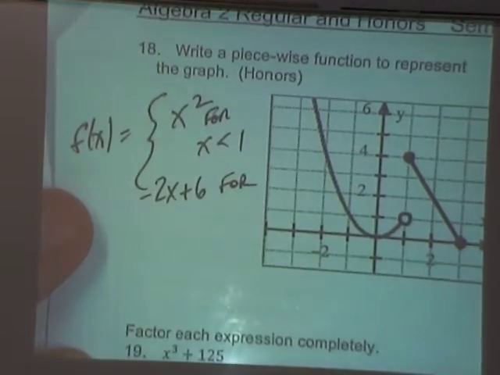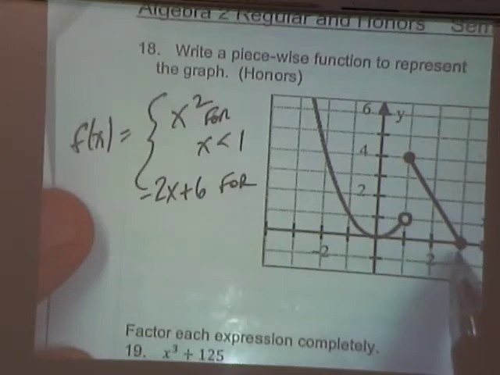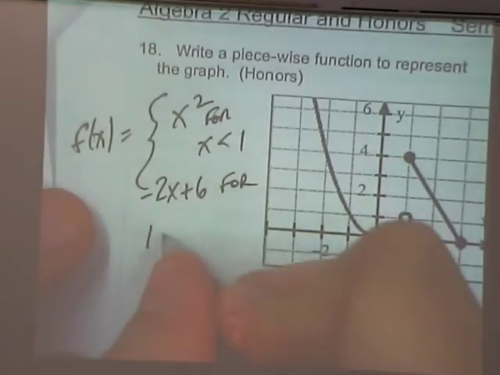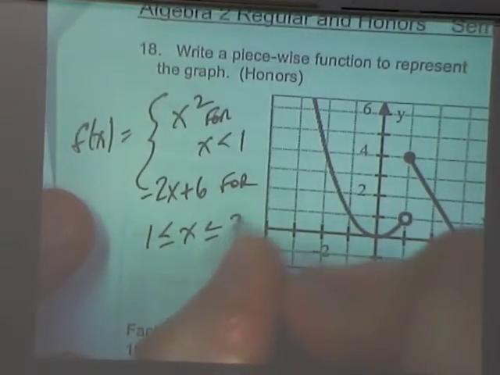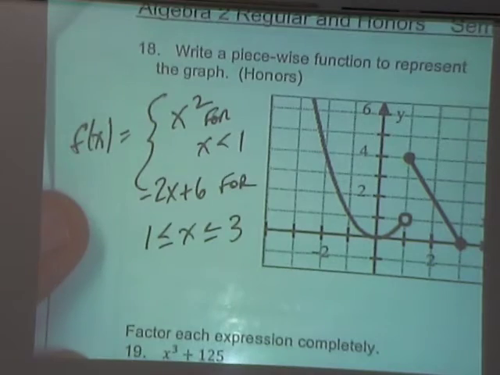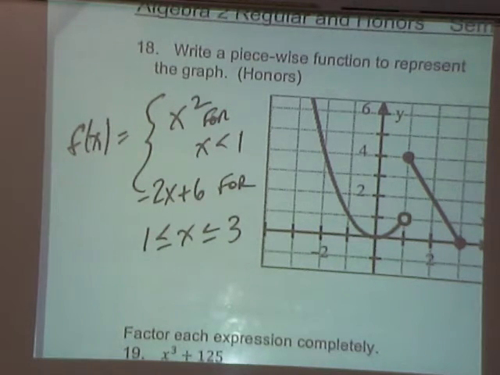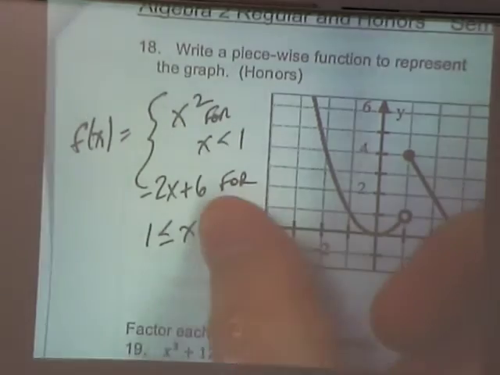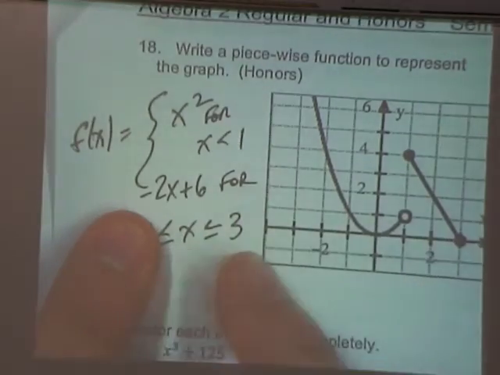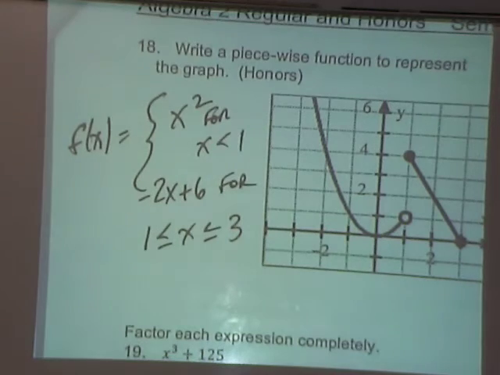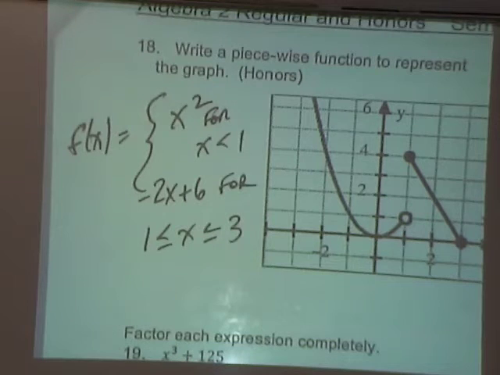Or x is greater than or equal to 1, that's it, isn't it? So for all x's greater than 1 and for all x's less than or equal to 3. Greater than or equal to 1, less than or equal to 3. But they're saying they're equal, so. Oh, just kidding, never mind.